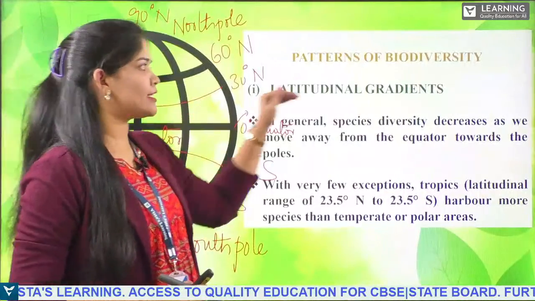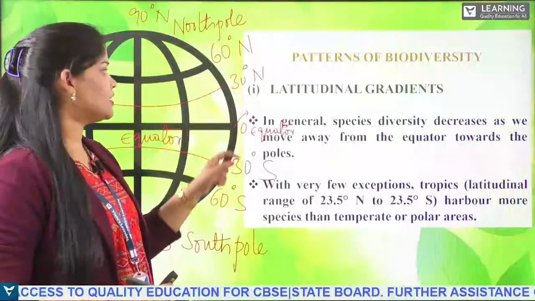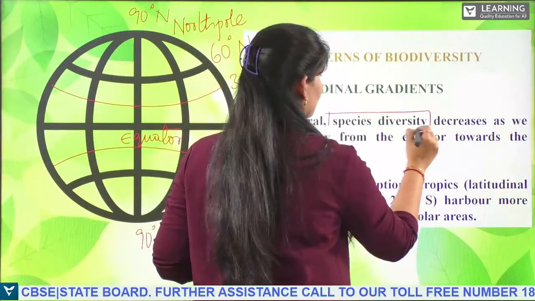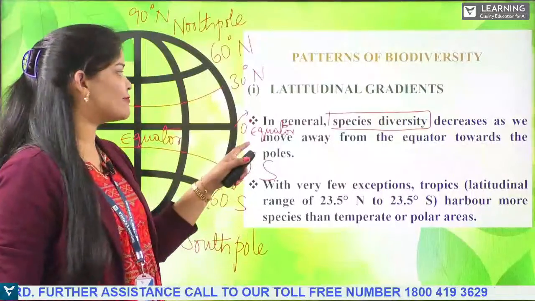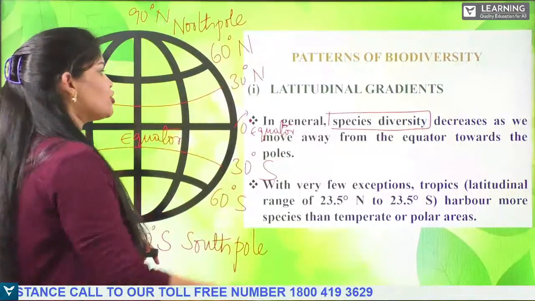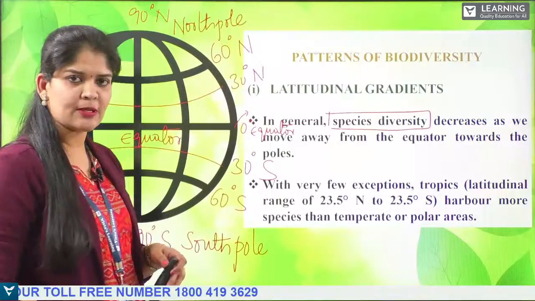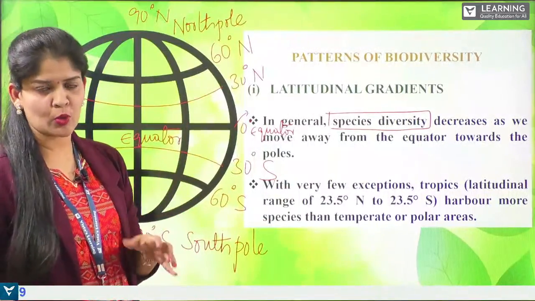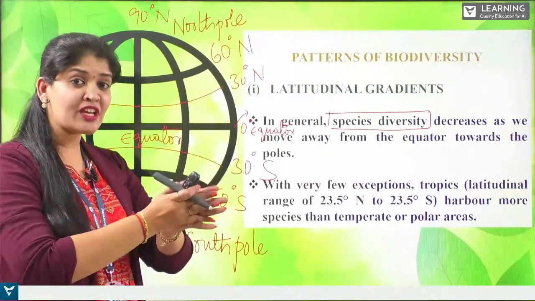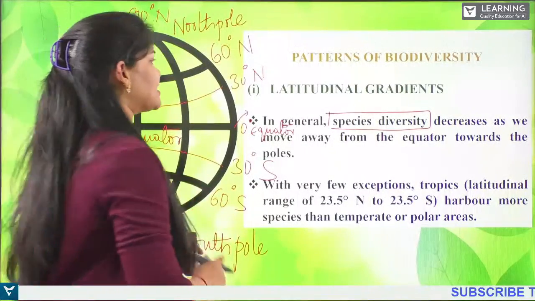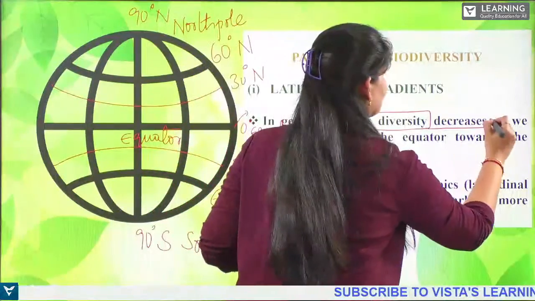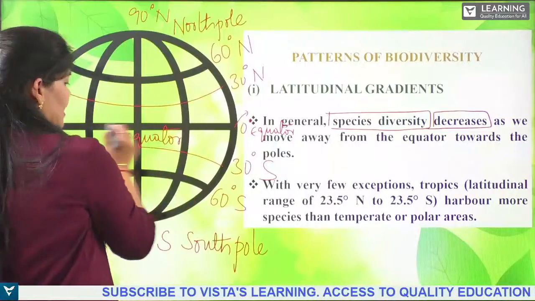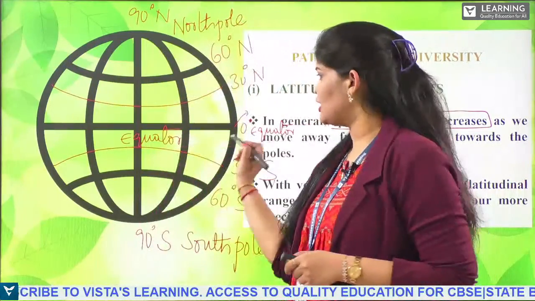What is this latitudinal gradient? So here, in general, the species diversity decreases as we move away towards the poles. Maybe it is towards South Pole or maybe it is towards North Pole. If we are moving away from equator, we can see decrease in the species biodiversity. This is very, very important. See, this is the reference point, equator.